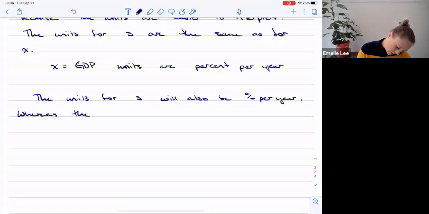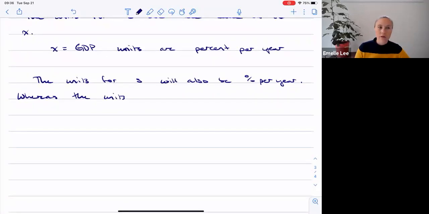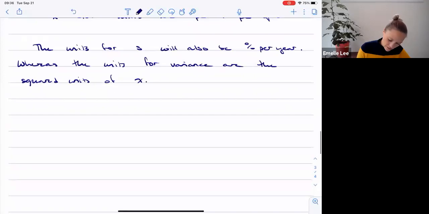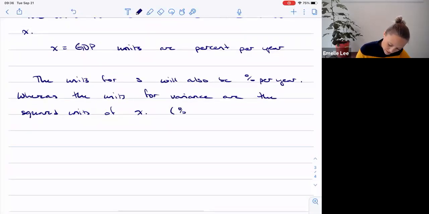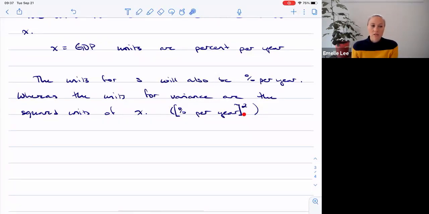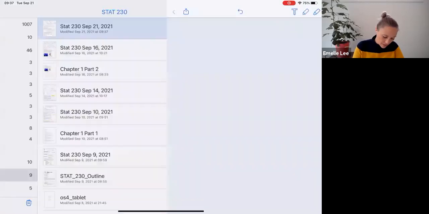Whereas the units for variance are the squared units of X, so it would be percent per year, all squared. Of course, the square is kind of implied. That's the hard part about the variance, interpreting those units. If we're talking about the standard deviation, we've taken the square root, and so we can just talk about the units. Okay, good.